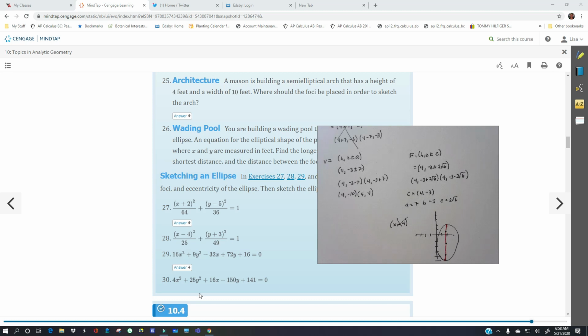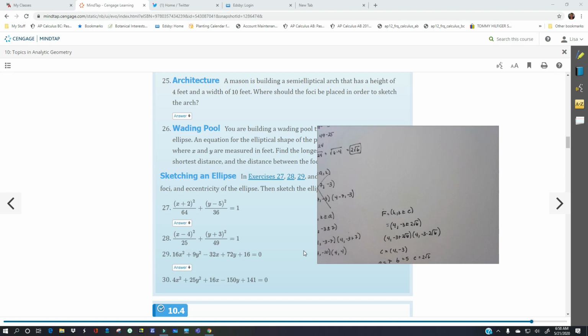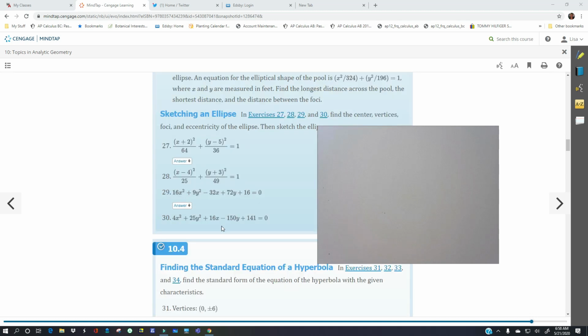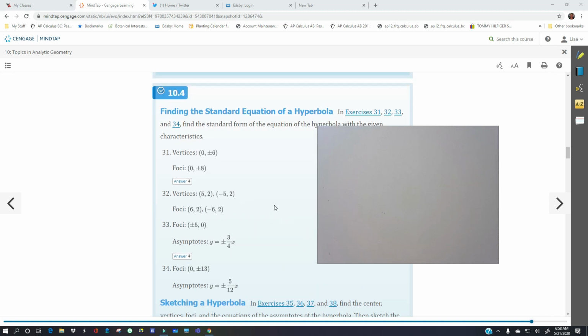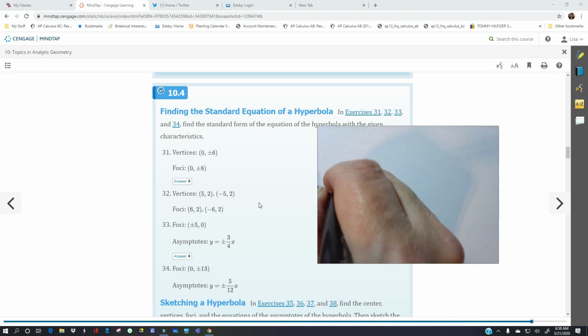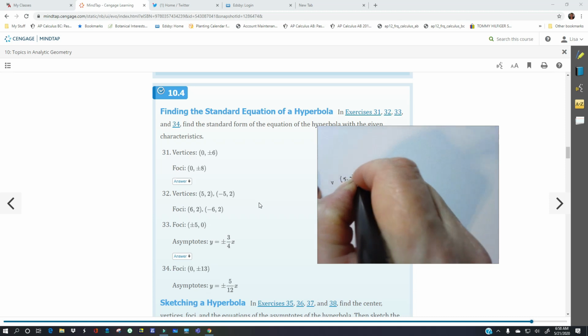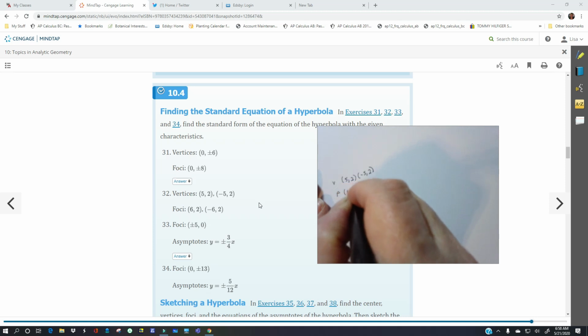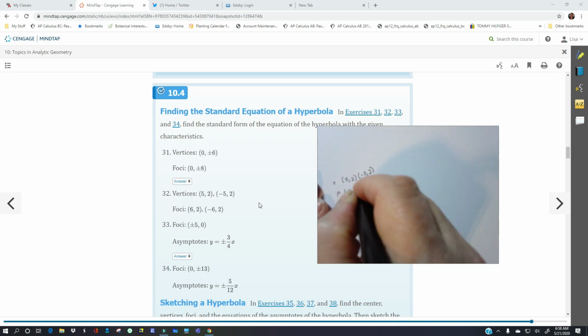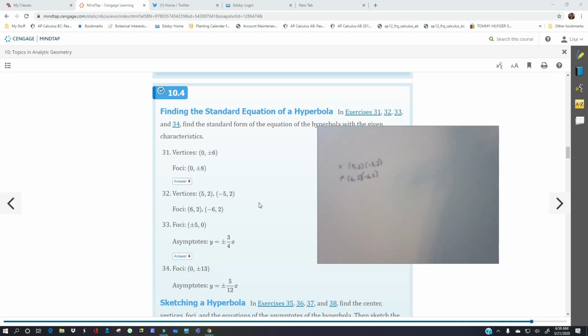Now, these I'm saving for last because that's what we did last in the last section. Let's scroll on through here again, and finally we've got the hyperbola, right? So definitely you're going to want to do something like number 32. You're given the vertices. So let me write those down. You have the vertices of 5, 2 and negative 5, 2. And you've got foci at 6, 2 and negative 6, 2. And you're asked to find the standard form of the equation.